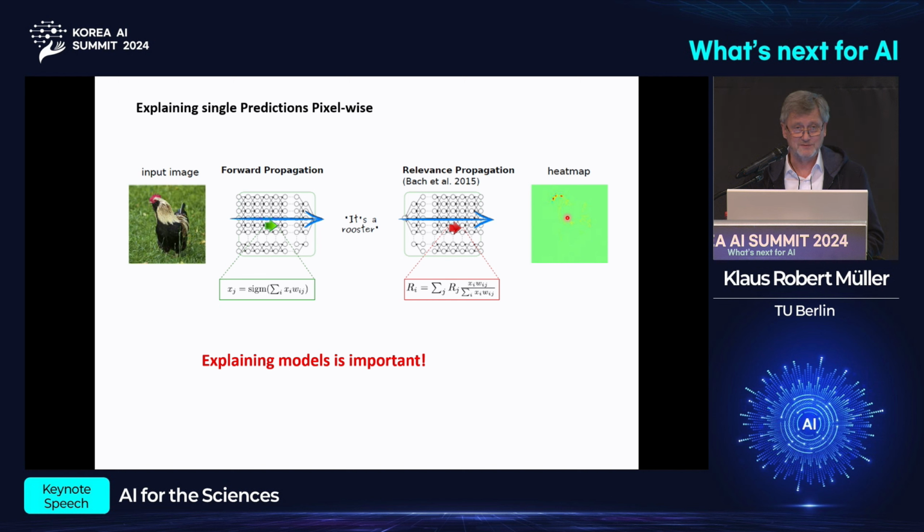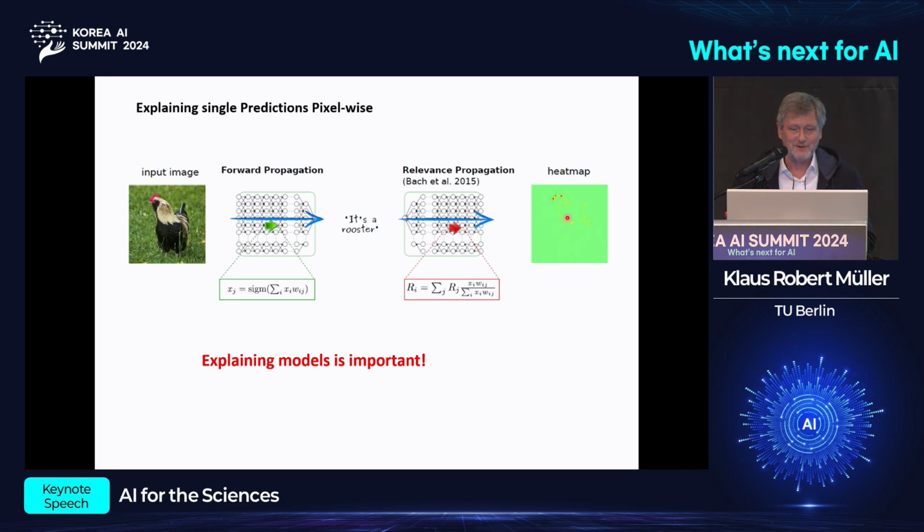Other examples I will refrain from, but I will use the technique in order to double check whether the results that we get in the sciences are meaningful. Because otherwise we have a prediction of something, but we don't know whether this prediction makes sense in the sense of physics or the other disciplines.